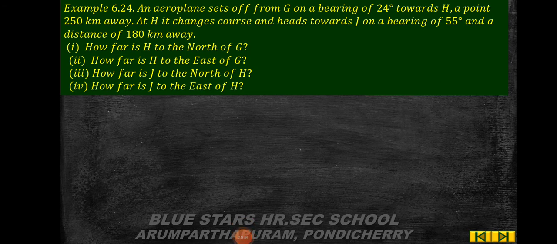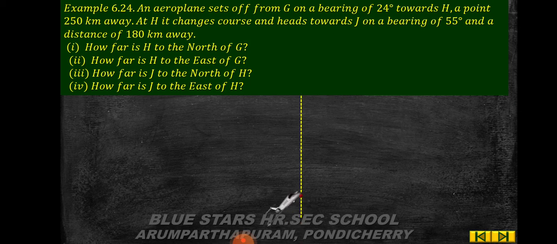Example 6.24. An aeroplane sets off from G on a bearing of 24 degree towards H, a point 250 km away. At H, it changes course and heads towards J on a bearing of 55 degree and a distance of 180 km away. First subdivision: how far is H to the north of G? Second subdivision: how far is H to the east of G? Third subdivision: how far is J to the north of H? Fourth subdivision: how far is J to the east of H?